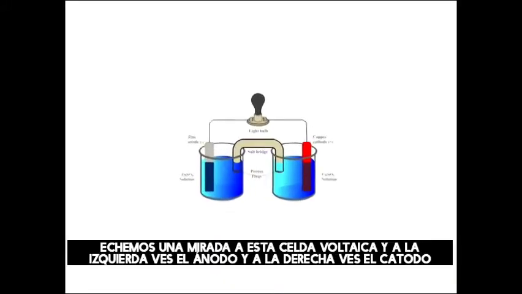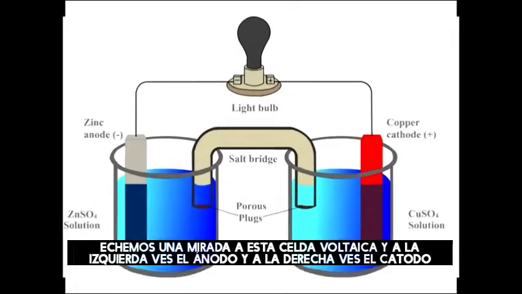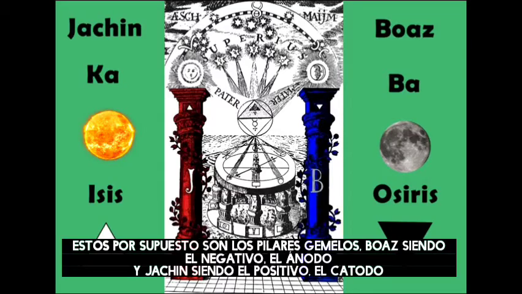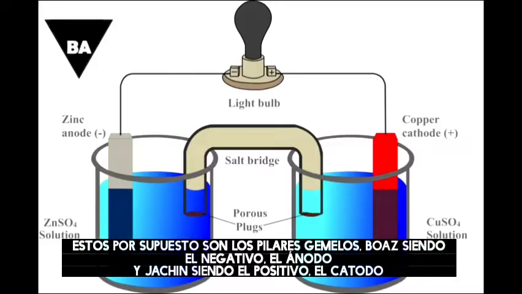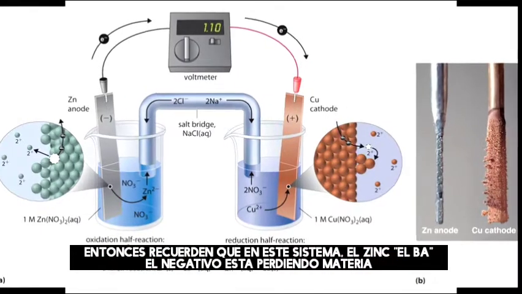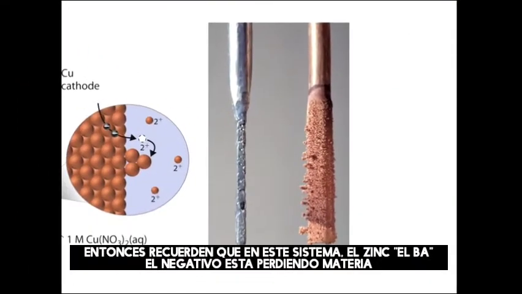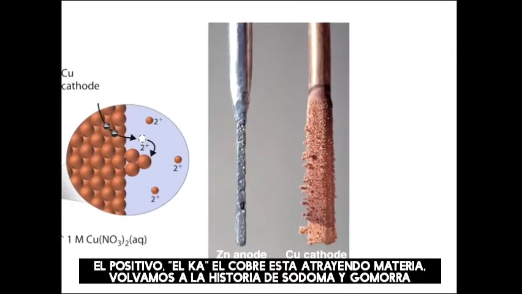Let's take a look at this voltaic cell, and on the left you see the anode and on the right you see the cathode. These of course are the twin pillars, Boaz being the negative, the anode, and Joaquin being the positive, the cathode. So remember, in this system the zinc, the Ba, the negative, is losing matter. The positive, the Ka, the copper, is attracting matter.